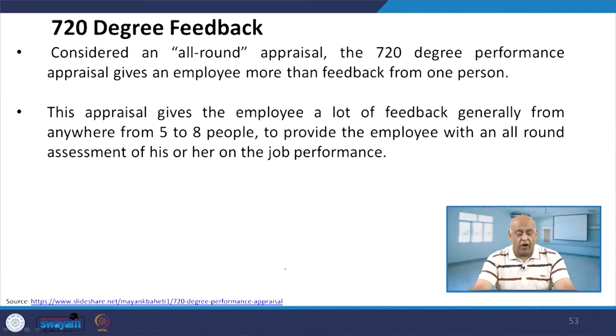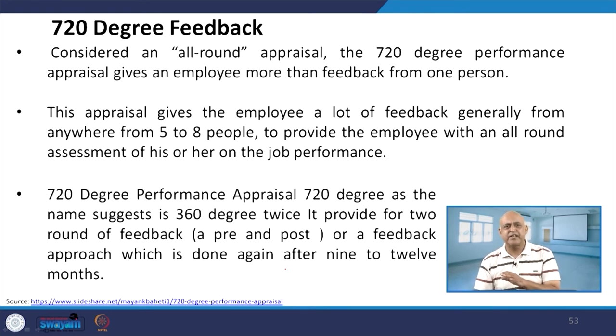But further research was done and considered an all-round appraisal. A 720-degree performance appraisal gives an employee more than feedback from one person. This appraisal gives the employee a lot of feedback, generally from anywhere from 5 to 8 people, to provide the employee with an all-round assessment of his or her on-the-job performance. So, in 360-degree, what was there? That is a superior, right? He was giving, and the subordinates were giving, and the colleagues, co-workers, they were giving this particular input.